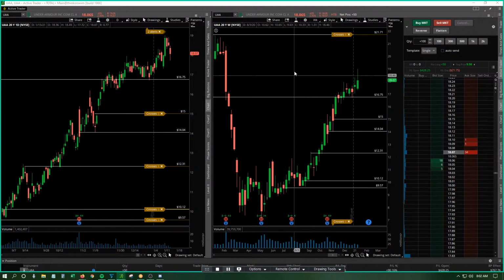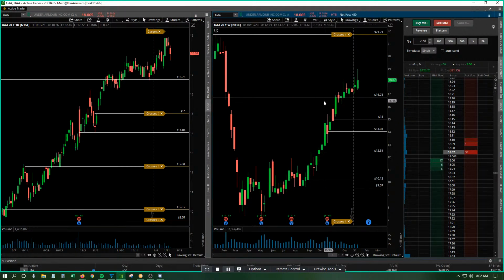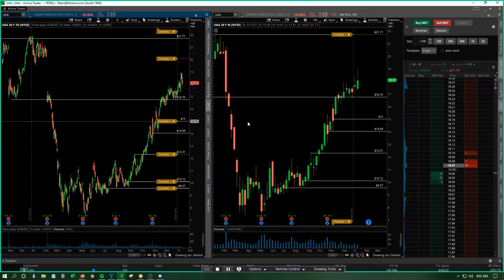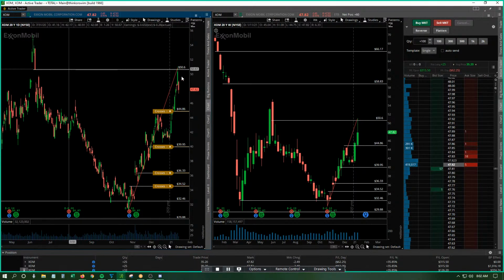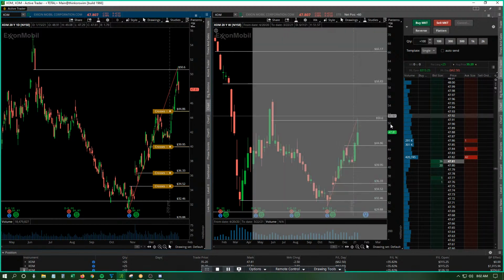Under Armour. Still got a gap fill. It needs to complete up here at 20 is what our target is. We're long from, I think, 950 all the way back down here. Exxon is pulling back today. It filled its gap at 50.50. Now it's pulling back. Got some weakness.